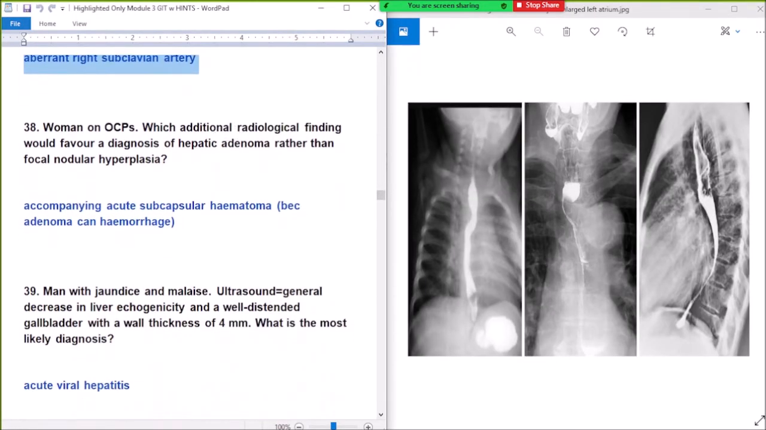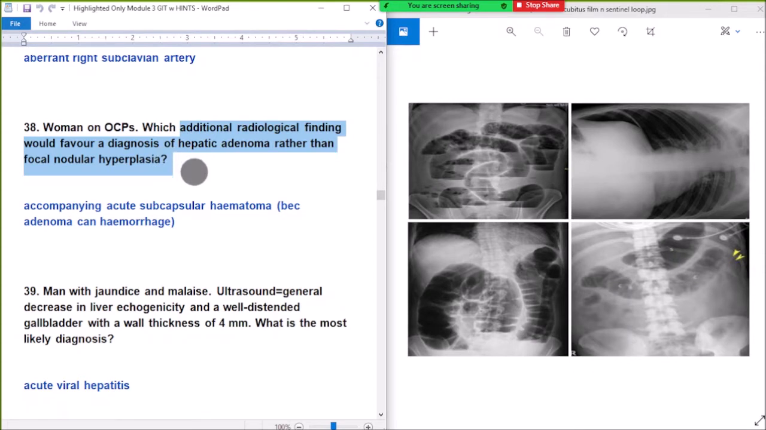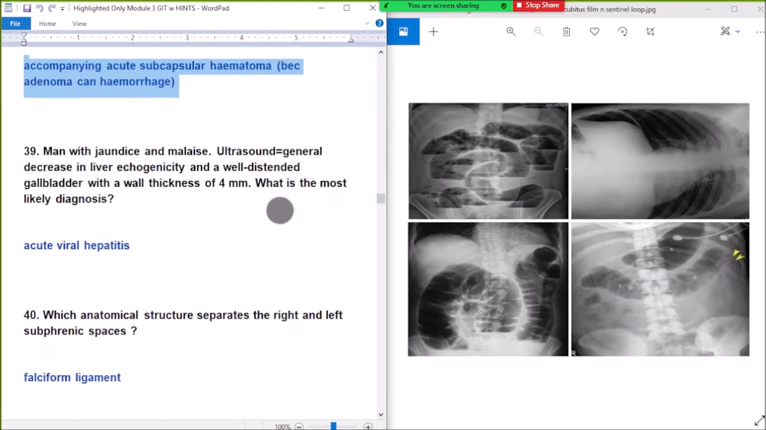Question number 38. Women on oral contraceptive pills. Which additional radiology finding will favor diagnosis of hepatic adenoma rather than focal nodular hyperplasia? Accompanying acute subcapsular hematoma. Adenoma has a tendency to hemorrhage. So, on oral contraceptive pills, which additional radiology finding would favor hepatic adenoma rather than focal nodular hyperplasia? Acute subcapsular hematoma.